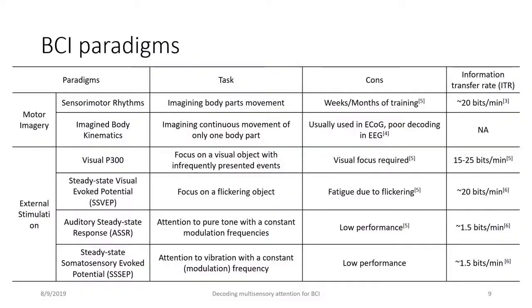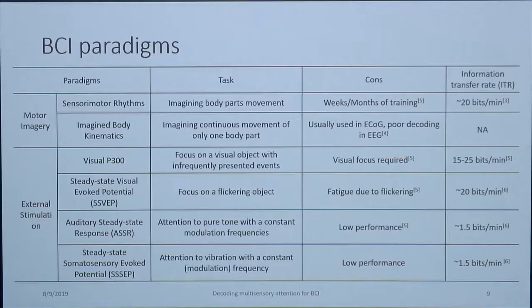And in terms of what kind of paradigm we are using for BCI, here is a summary of the existing ones. The most popular two use motor imagery and some external stimulation. Motor imagery means you try to imagine the movement of your body parts. For example, you sit or stand without really moving, you think about moving your hand, and that will generate some power decrease in the mu band, which is around 8 to 12 hertz. And that could be captured by the EEG.